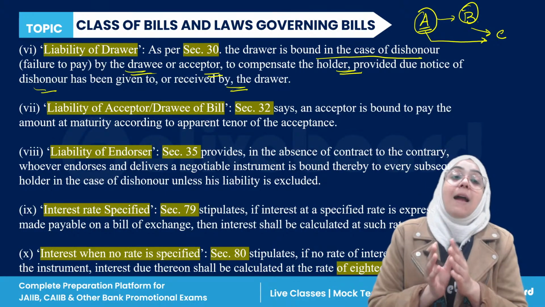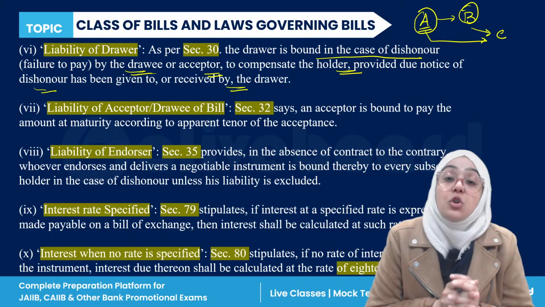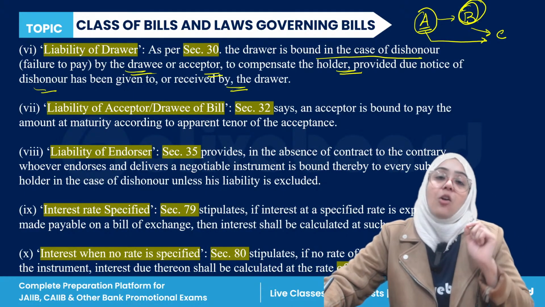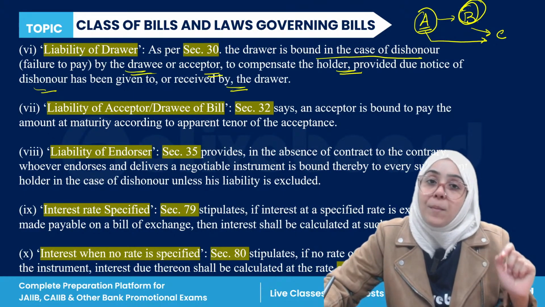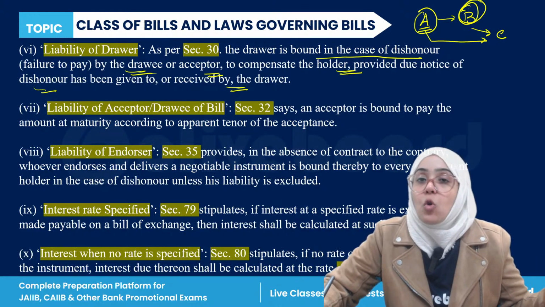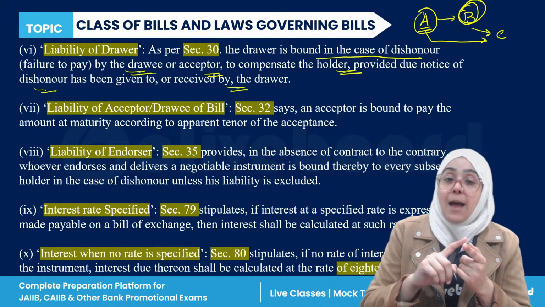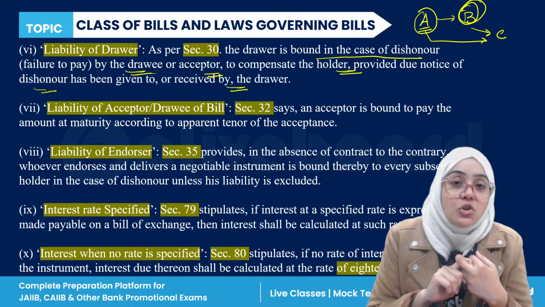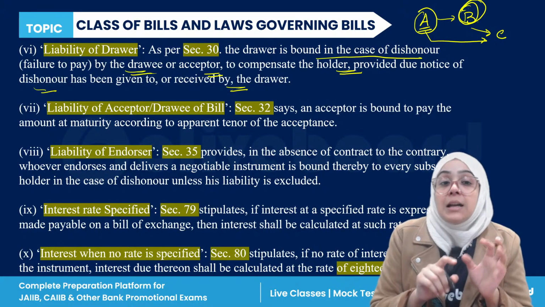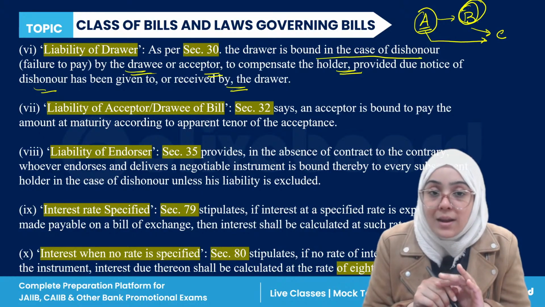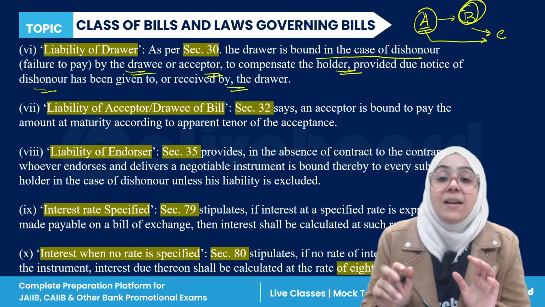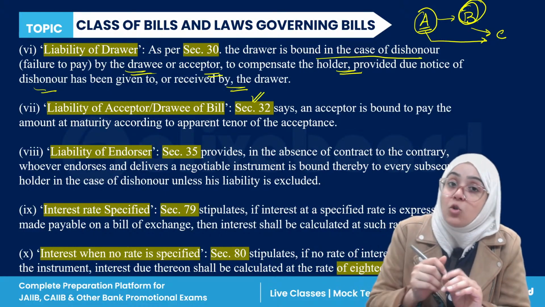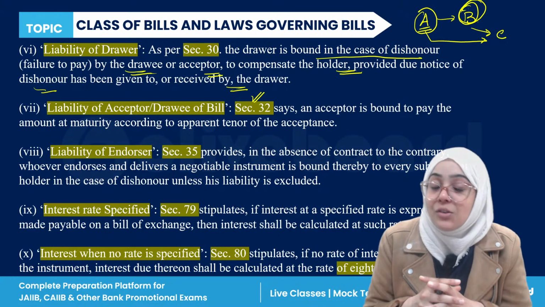Now, what is the liability of the acceptor or the drawee of the bill? What is the liability of B? The liability of B is that B has to make payment as per the apparent tenor of the bill of exchange. Whatever amount is mentioned in that bill of exchange, whatever time period is mentioned in that bill of exchange, the liability of the acceptor or the drawee is that you have to make payment as per the apparent tenor of the bill, which is according to Section 32 of the Negotiable Instruments Act.